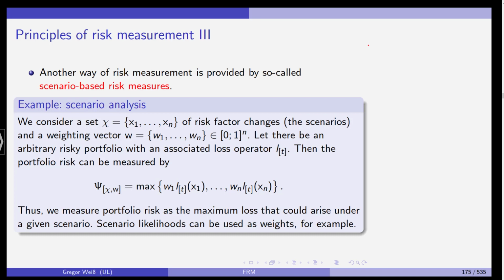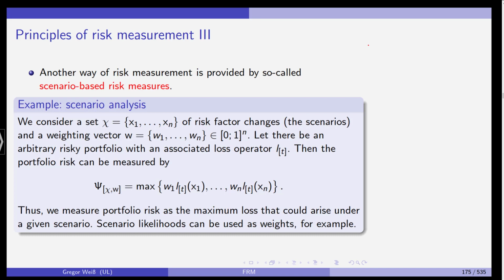So we've seen sensitivities. Another way to do this is a scenario-based risk measurement, scenario analysis. For example, we consider a set x1 through xn of risk factor changes. Those are different scenarios you might have come up with. You think of a weighting vector that will say, for example, okay, the first scenario is very unlikely, it only has a probability of like 2%. The second one is highly likely, it has 20%, and so on.